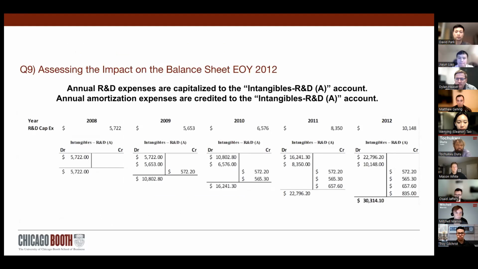Question 9 requested that we assess the resulting impact of capitalizing R&D on the 2012 balance sheet. Based on the details of the previous questions, we began capitalizing the R&D expenses in 2008. These capitalized values were debited to the intangibles R&D account on the balance sheet. In the following years, the additional R&D expenses were also capitalized and debited to the intangible R&D account. Additionally, the amortization of the prior year's assets was credited to the same account. By continuing this method, we end up getting a final R&D asset value of roughly 30 billion for the end of 2012.